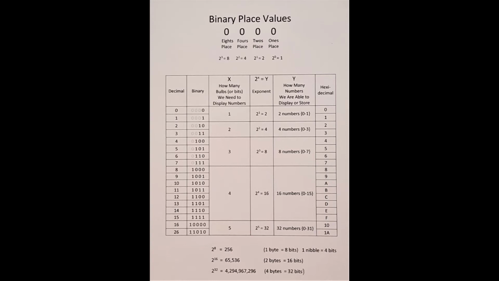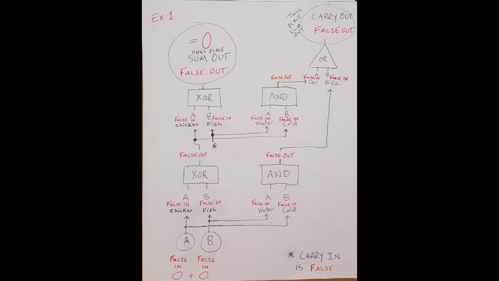This can be described with the equation 2 to the power of x equals y, where x is the number of bulbs, and y is the size of the number group that you are able to display. Finally, we will look at our truth table analogies, as applied to the 4 test cases for a full adder. In example 1, both switches are off, so likewise all following results will be false, so the final output, or sum, will be 0.